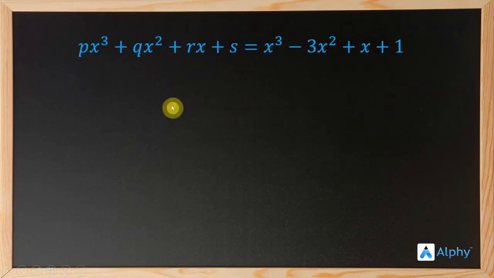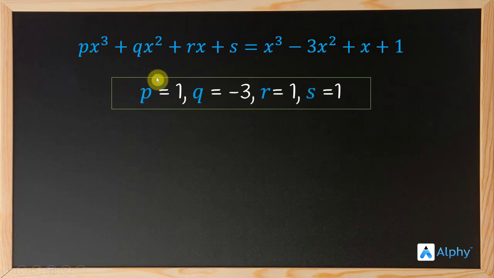Now, after comparing, we get the value of p as 1, q as minus 3, r as 1 and s as 1. You can see that the coefficient of x cube is 1, x square is minus 3 and so on. So now we have got the value of the coefficients. We are going to now take a look at the relationship between the coefficients and the zeros.